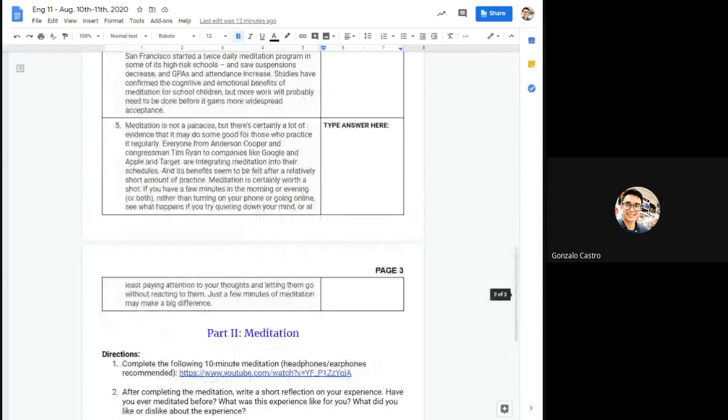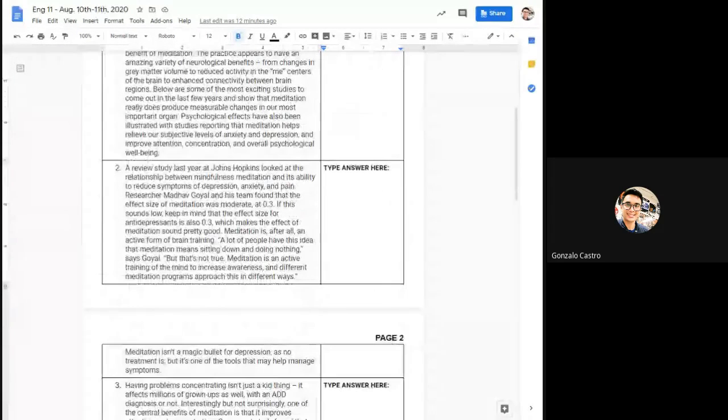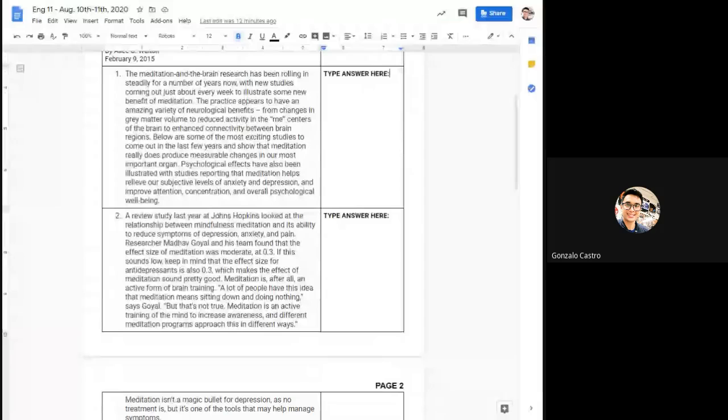Let's go ahead and start from the top, paragraph 1. So as I read paragraph 1 aloud, let's see if you can figure out the main idea. So what you want to think about as I read paragraph 1 is the main idea of this paragraph.